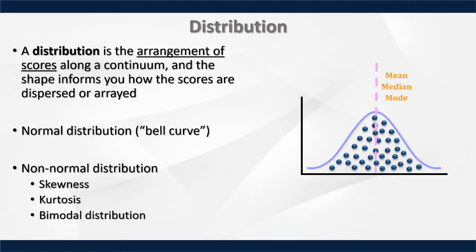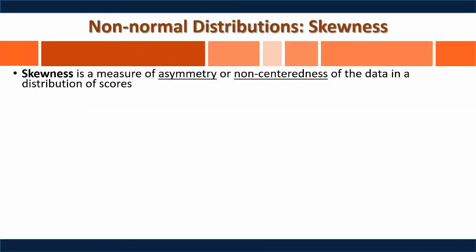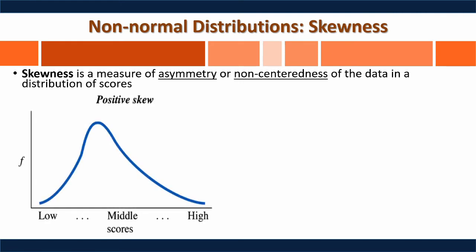In the coming sections, we'll cover non-normal distributions. We'll discuss skewness, kurtosis, and bimodal distributions. The first quality of non-normal distributions is called skewness. Skewness refers to how asymmetrical or non-centered your data are in a distribution of scores, especially when you compare them to the normal bell curve. There are two types of non-normal distributions as they relate to skew. The first is called positive skew, where the largest concentration of data points or scores is toward the low to middle values, and the tail of the distribution, or the thin part, runs in the positive direction.